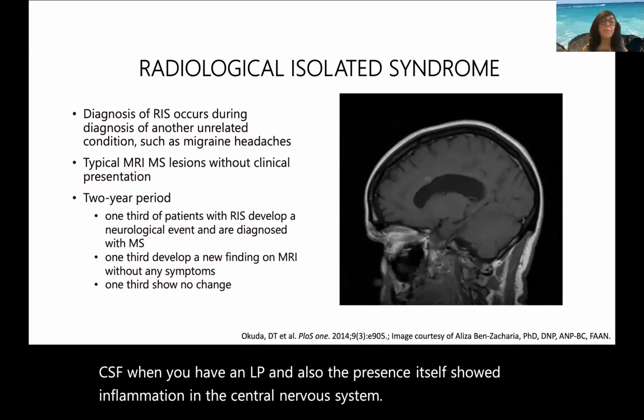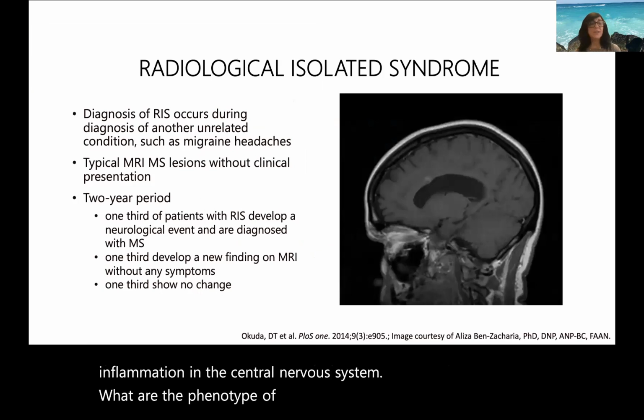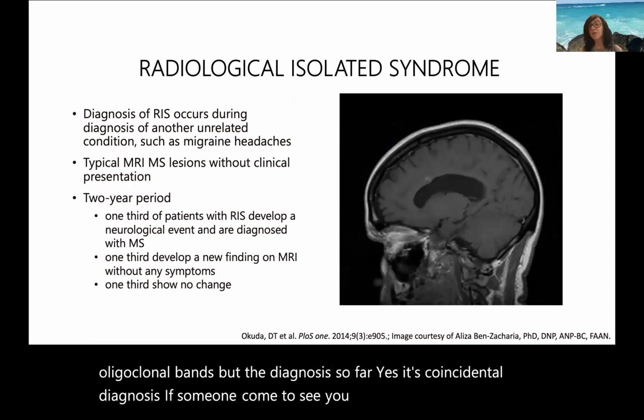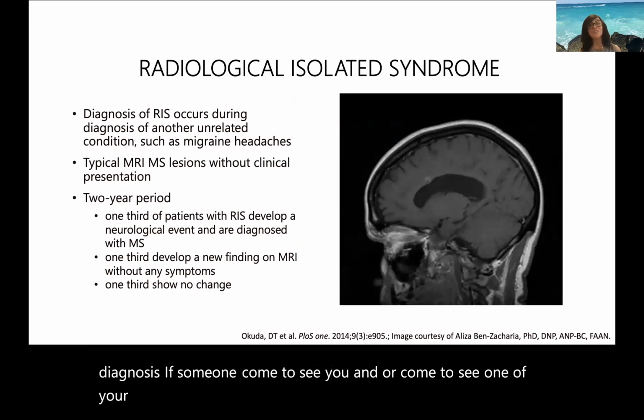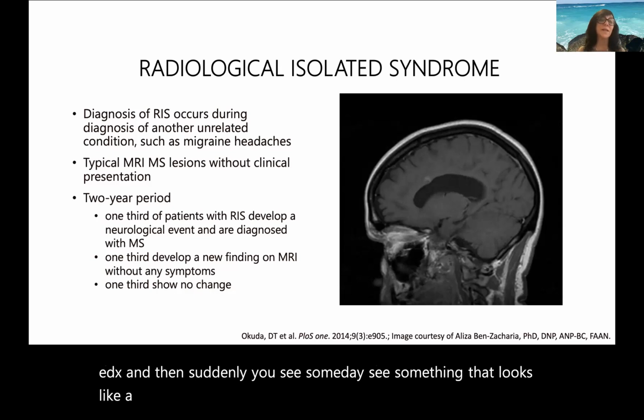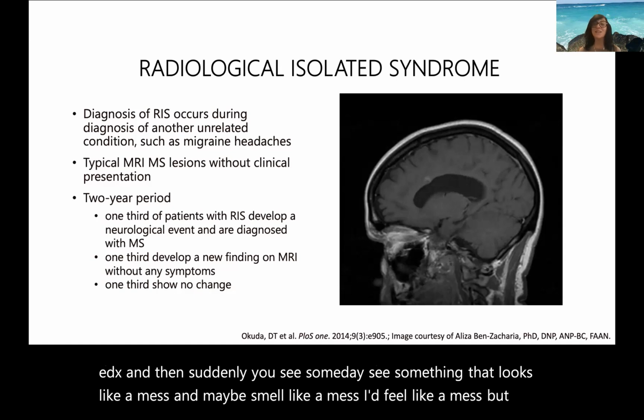What are the phenotypes of MS? So I mentioned RIS in relation to oligoclonal bands, but the diagnosis of RIS is a coincidental diagnosis. If someone comes to see you or one of your colleagues in the neurology department with headaches, and then suddenly you see something that looks like MS, and maybe smells like MS and feels like MS, but it's just one lesion.